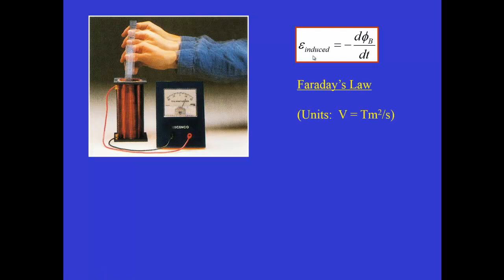So just to note Faraday's law, since the electromotive force has units of voltage, we can see that the unit volts must be equivalent to whatever's on the right hand side, and flux is a Tesla meter squared, so Tesla meter squared per second is equal to volts.